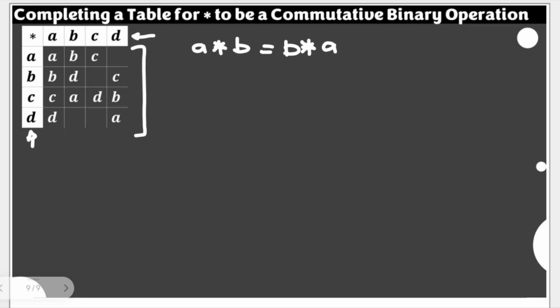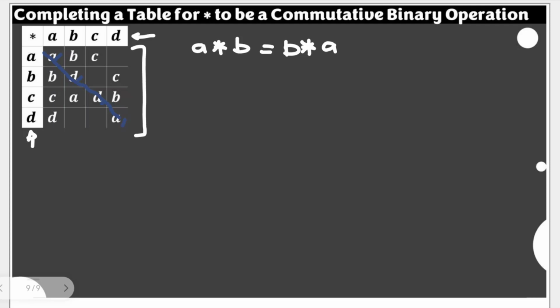But we already have a strategy from the previous video for determining whether a certain Cayley table is commutative or not, using this diagonal here. The entries on this diagonal are the results when we operate an element with itself, such as A star A, B star B, C star C, and D star D. That would be the same value, because if you interchange A and A for A star A, it's just the same.